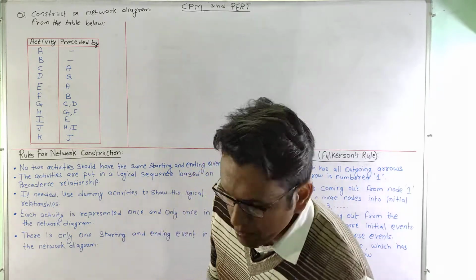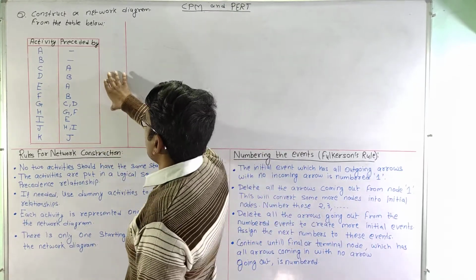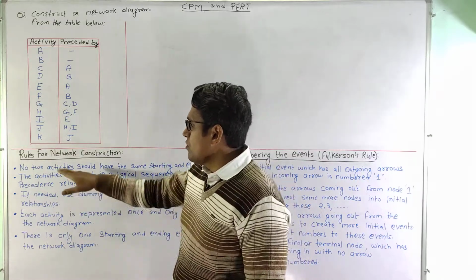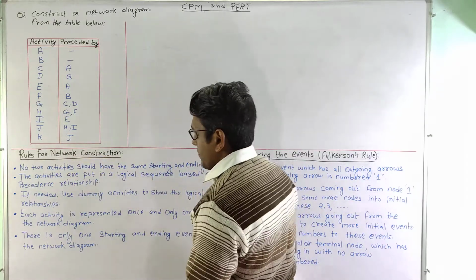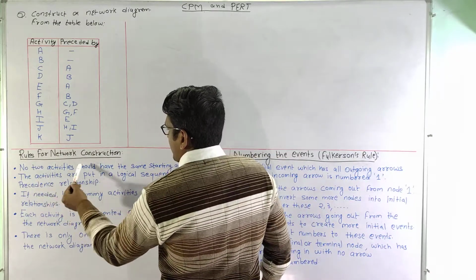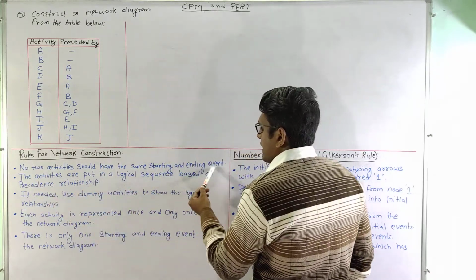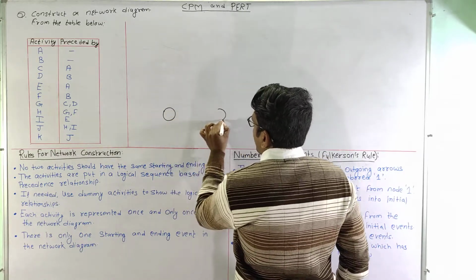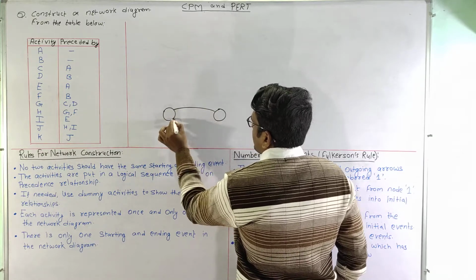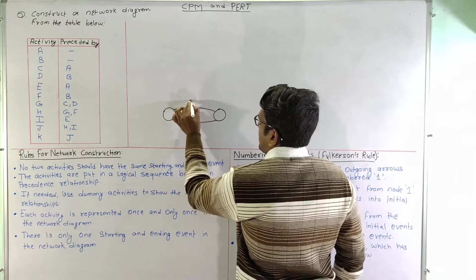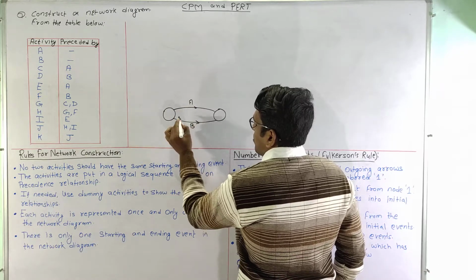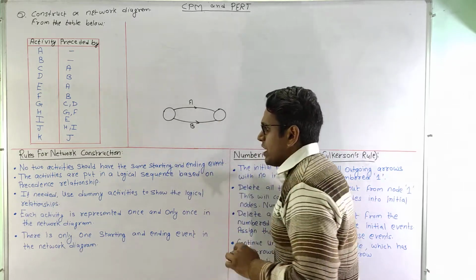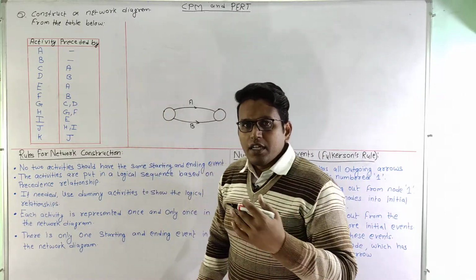So let's move on to the problem, and this is our problem. Before going to the problem, let us have a recap on the rules for network construction. The first point says that no two activities should have the same starting and ending event. This means that no two activities can have the same starting and ending event. So if this is activity A and this is activity B, both these activities cannot have the same starting and finishing event, and this can be eliminated by using a dummy activity.